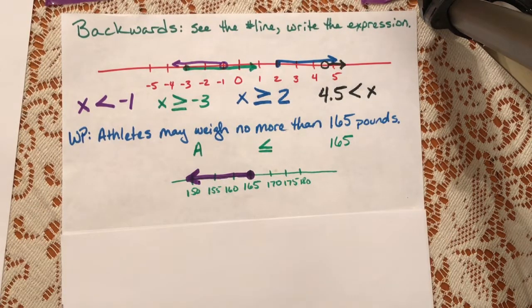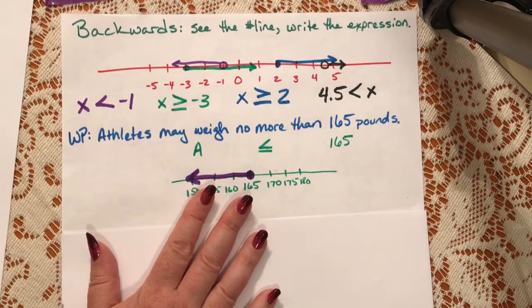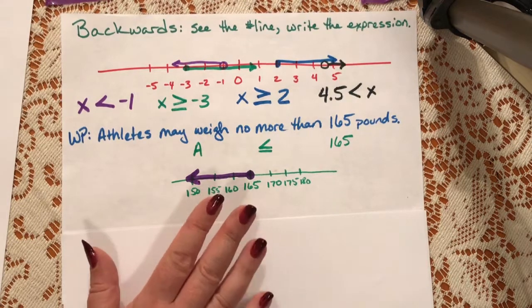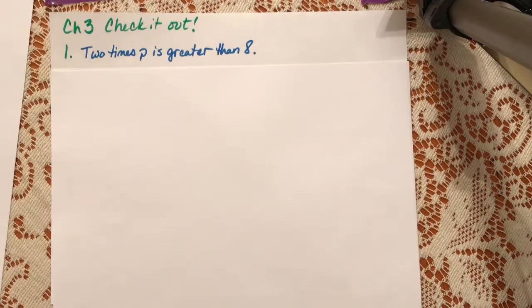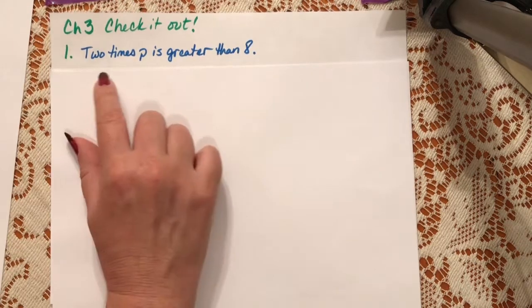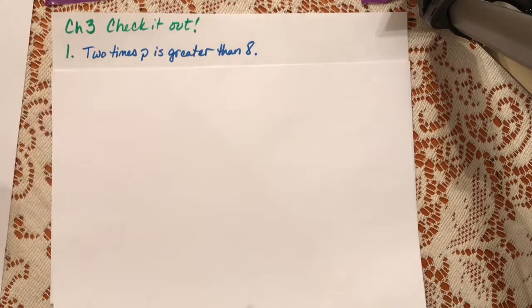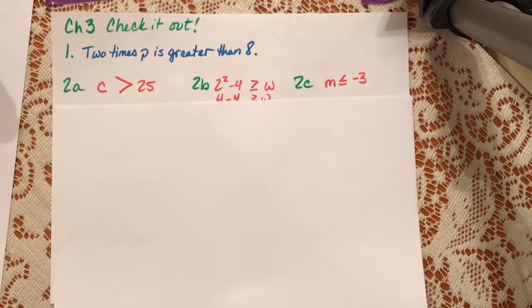Go ahead and do checkpoints numbers 1 through 4. Pause the video here and come back when you're done so we can go through the solutions. Checkpoint number 1 gives you the number sentence 2p is greater than 8, and I have written out 2 times p is greater than 8, and if you've done some semblance of that, it's fine.